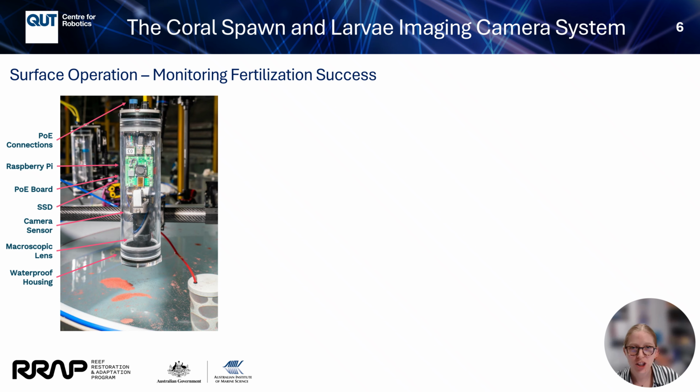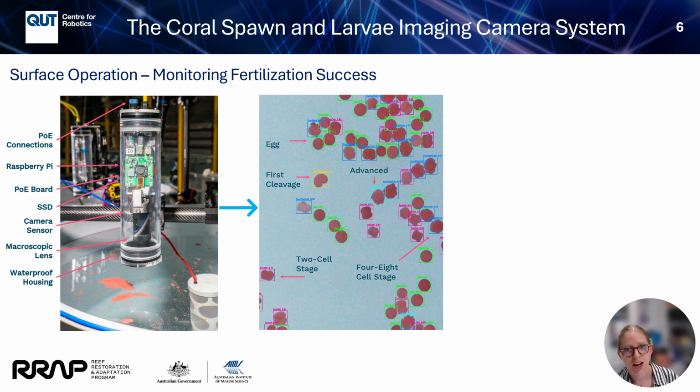CSLICS is a novel network of cameras and controllers mounted to aquaculture tanks. CSLICS has two operating modes: surface monitoring during fertilization, followed by subsurface operation over the subsequent 7 days. It performs real-time automated detection and counting of corals performed by YOLO V8 object detectors.